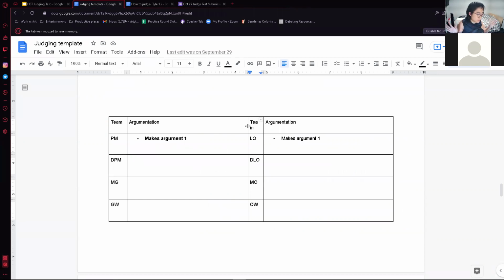I know everyone takes notes differently, but for me, I use this kind of table where I write the specific arguments that each individual speaker is making. So the PM, the LO, the DPM, the DLO, and so on. What this means is I'm able to keep very clear track of exactly what each team or each speaker is saying, and also who said it.